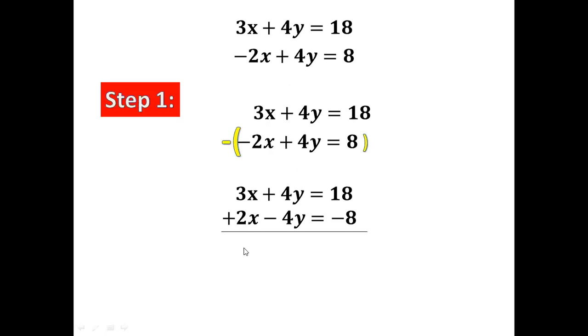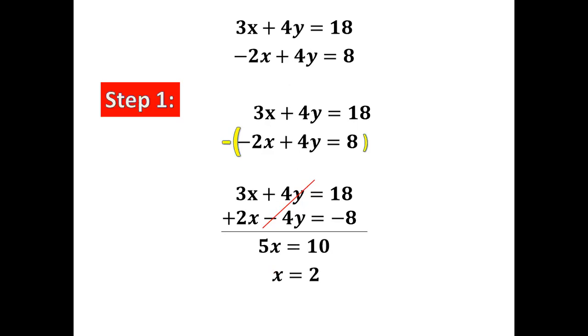After this, you are just going to follow the same thing which you did for the previous one. What are you going to cancel? You will cancel plus 4 and minus 4. So the next step is 3 plus 2 is 5x, and 18 minus 8 is going to give you 10. So x is going to be equal to 2.